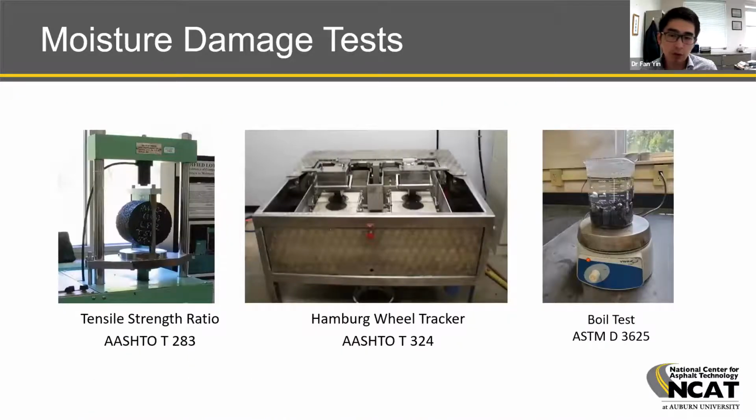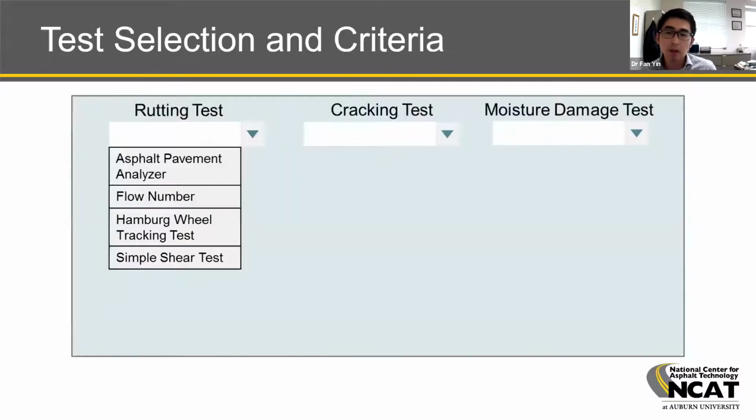The same thing for moisture damage. If we're concerned about the stripping issue in the field, we need to include a moisture damage test in our specification for balanced mix design. So with all the tests, I quickly showed the pictures with a brief introduction. So how does this work?